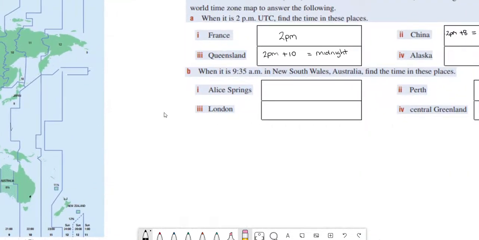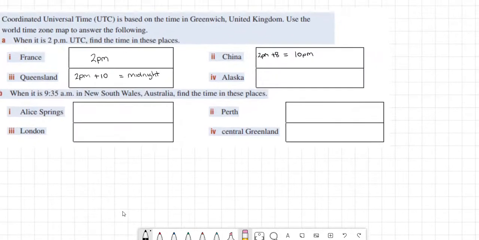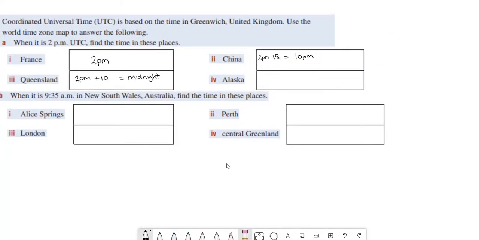So it's 9. So what we need to do is take the 2 p.m. and minus 9 from it. So minus 9 from 2 p.m.: it'll take 2 hours to get to midday, and I will then take 7 hours to get to 5 a.m. in the morning.